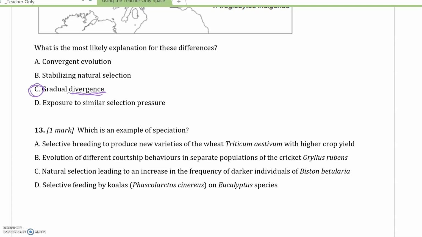Selective breeding to produce new varieties of wheat. Well, a variety is not a species, so not that one. Evolution of different courtship behaviours in separate populations of the cricket. Yes, possibly that one. Natural selection leading to an increase in the frequency of darker individuals. Again, it's not a separate species, so not that one. Selective feeding by koalas on eucalyptus species, not that one. So we go back to the one which we thought was correct, and yes, it is indeed B. That is the correct answer there.